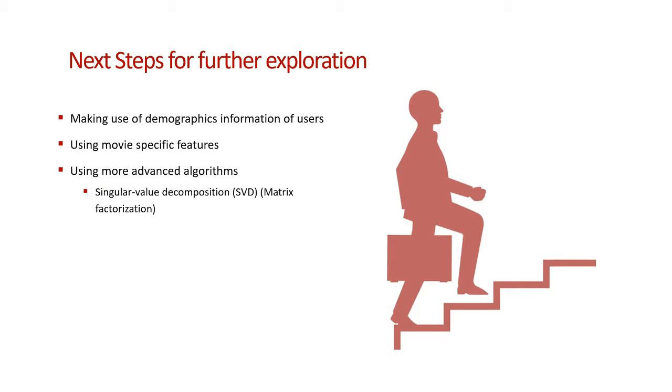Working on this project has been a constant learning process and I will continue to work on this project to make it better. Here are some ways how I am thinking of going about it. First is to take into account the demographics information of users like age, occupation and others, and adding movie-specific features like genre into the mix. Another thing I would explore is the matrix factorization techniques, mentioned in multiple papers, to try and better the model.